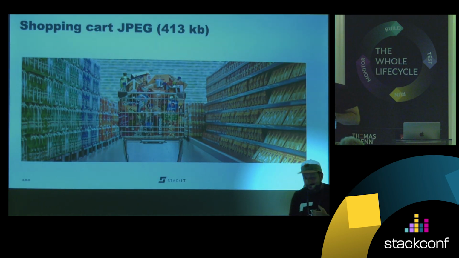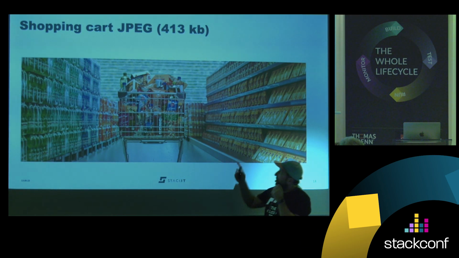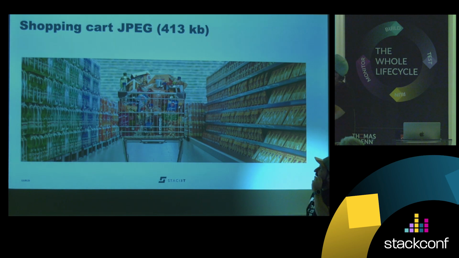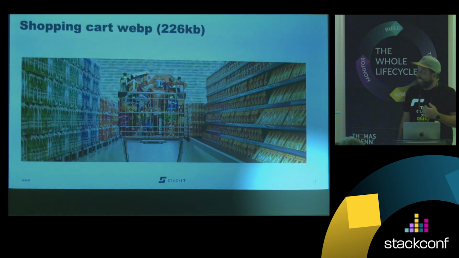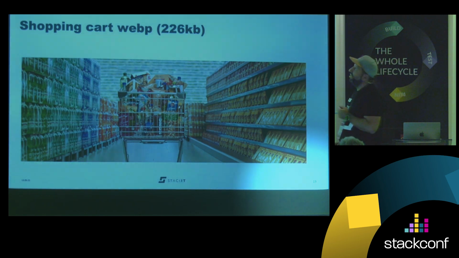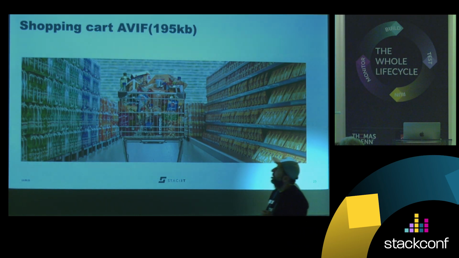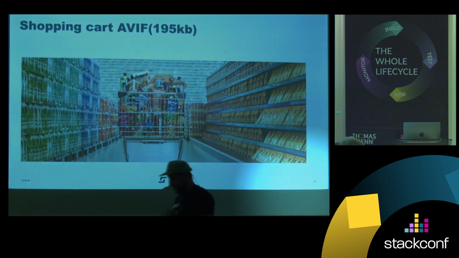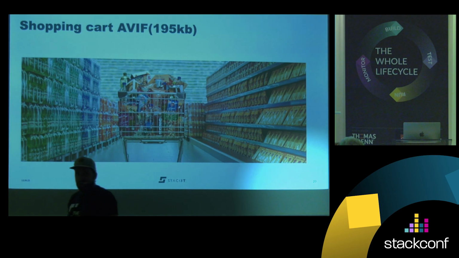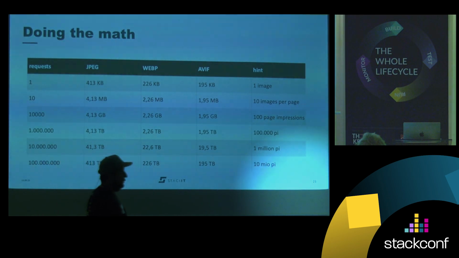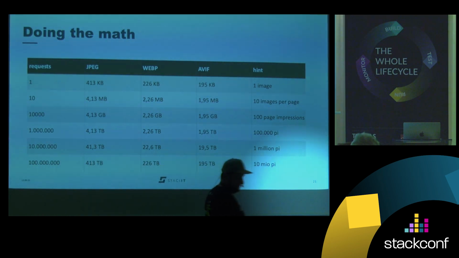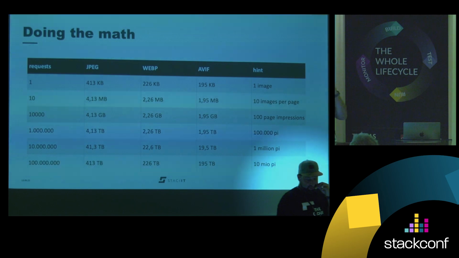So, speaking about sizes, this is a shopping cart image, including products from our stores, and it's 413 kilobytes in JPEG. It's 226 kilobytes in WebP, and it's less than 200 kilobytes in AVIF. So again, it's not that much if you're delivering one image, but let's see the figures. So the first line is the one image and one request I discussed before.